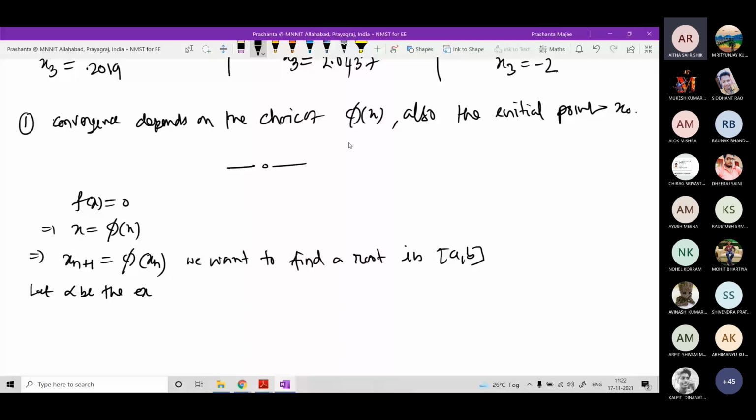Then what is phi of alpha? If alpha is the exact root, what is phi of alpha? 0. F of alpha equals 0. Phi of alpha will not be 0. Phi of alpha equals alpha. F of alpha will be 0. But what is f of alpha? F of alpha is what we wrote as x equals phi of x. So what will it be? Alpha equals phi of alpha, is it not? Yes, sir. Okay.